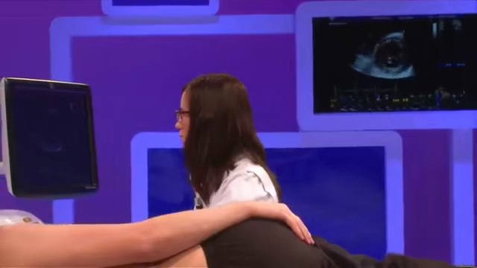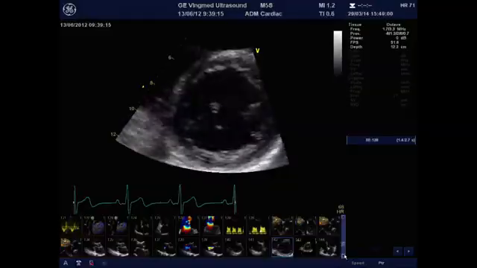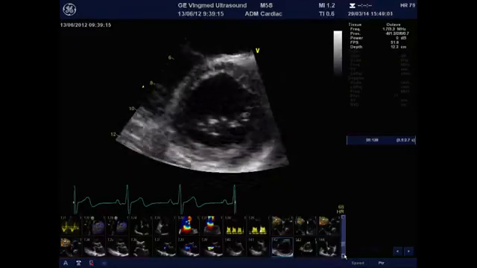intervention on such patients. Now let's move on to the quantification of mitral stenosis by transthoracic echocardiography. And we will mainly concentrate on assessing the mitral valve area by planimetry, which is actually the gold standard of assessing mitral valve stenosis severity.